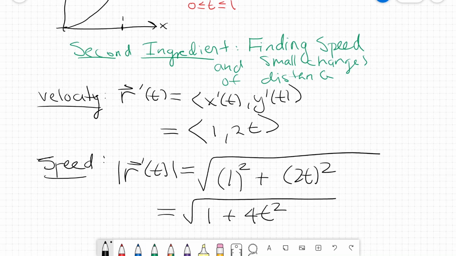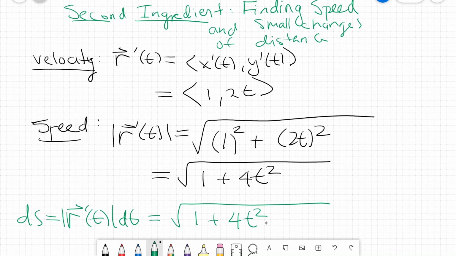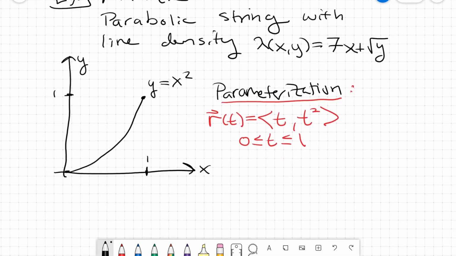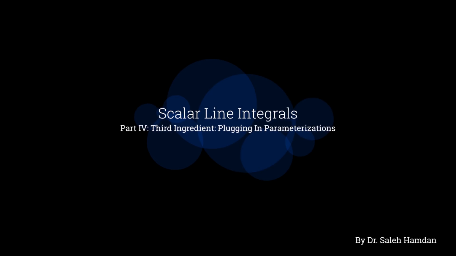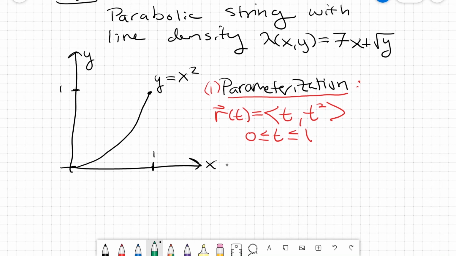Notice that as time goes on, the ant's actually getting faster. Thus, here's our second ingredient in green. And if we multiply it by small dt, we'll get the small changes in distance ds. So our first ingredient thus far has been the parameterization. Our second ingredient is finding the speed and the small distances.